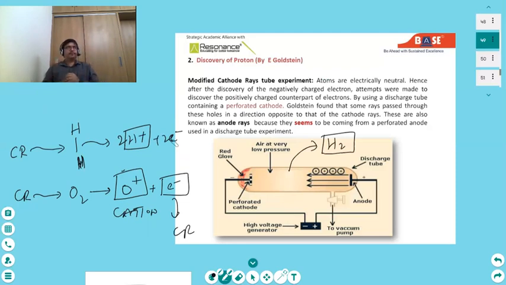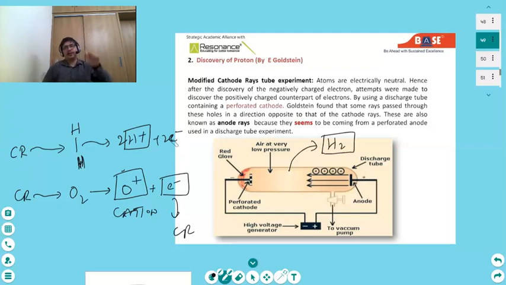Edwin Goldstein knew that atom is neutral according to Dalton's atomic theory. He also knew that Sir J.J. Thomson had discovered electron. So to explain the neutrality of atom, there must be a positive counterpart to balance the negative. He used the same setup and the same conditions; the two changes he made were that he used a perforated cathode somewhere in the center.